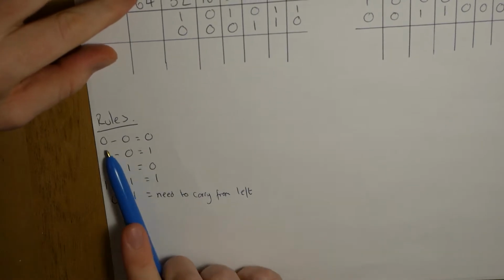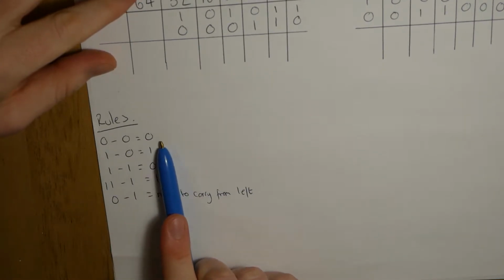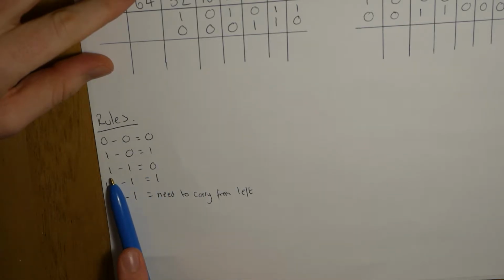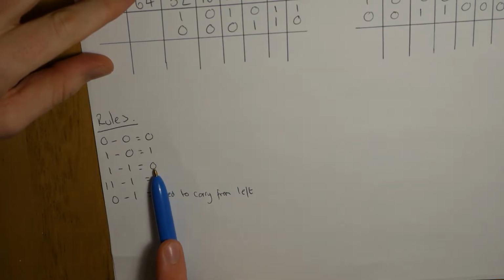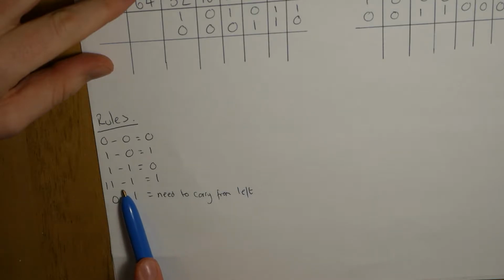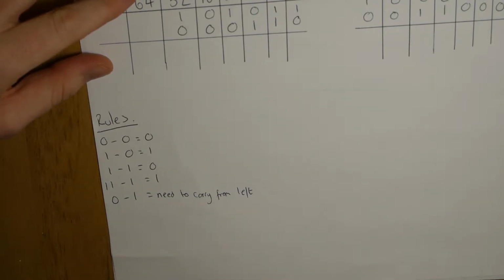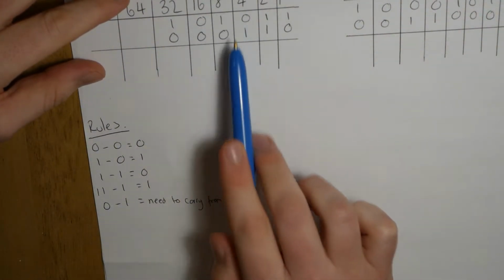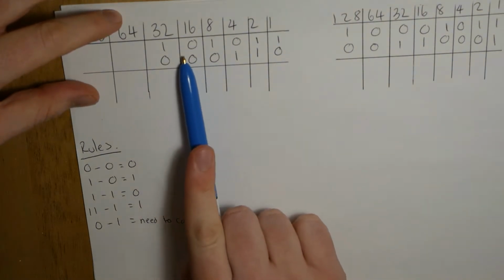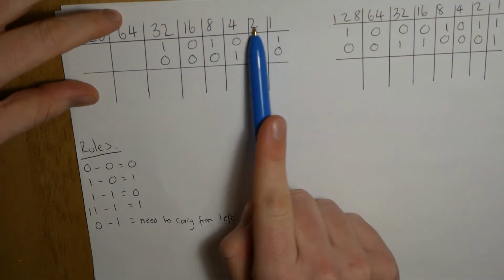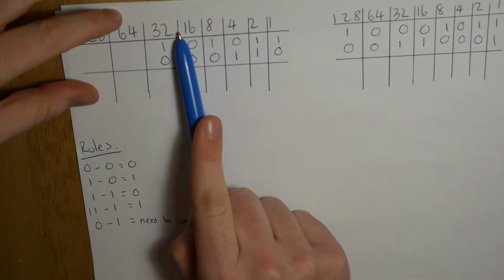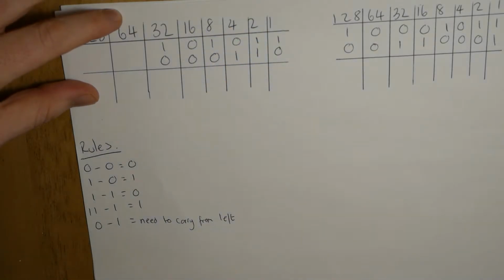So we've got 0 minus 0, which is 0 obviously. 1 minus 0 is still 1. 1 minus 1 is 0. 1 minus 1 equals 1. So this will be where we have carried across from, borrowed from another number, and obviously where it's binary, each time you go left is double. So when you come back, you've got to make sure that you count 2.